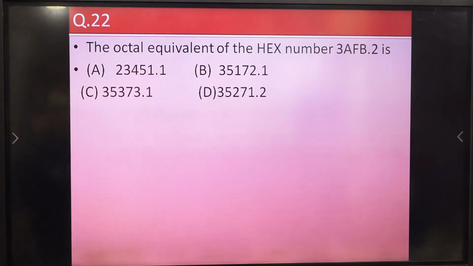Now what is the answer here? Octal equivalent of the hexadecimal number. Please write your answer immediately. Hexadecimal to octal conversion.